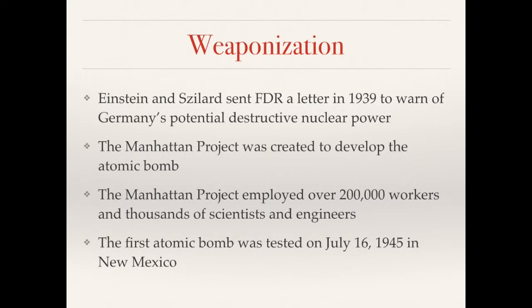Though not created with destructive intent, nuclear energy was quickly weaponized. Its mass destructive abilities were first brought to the U.S. government's attention in October 1939 when Einstein sent a letter to FDR warning him that the Germans may already be developing an atomic bomb. This warning gave birth to the Manhattan Project, which employed over 20,000 workers and thousands of scientists and engineers.